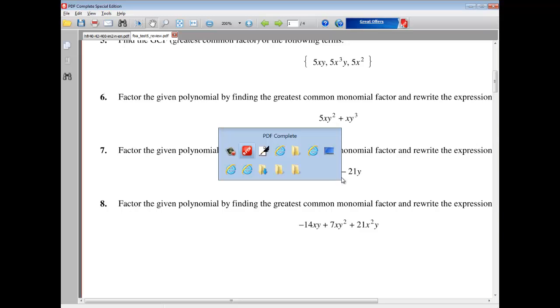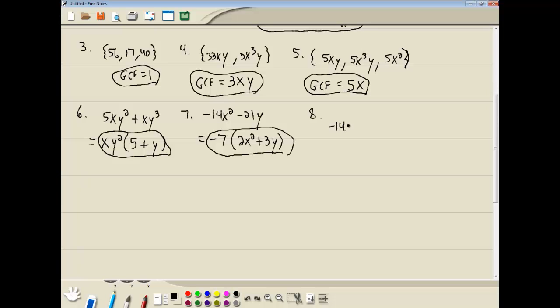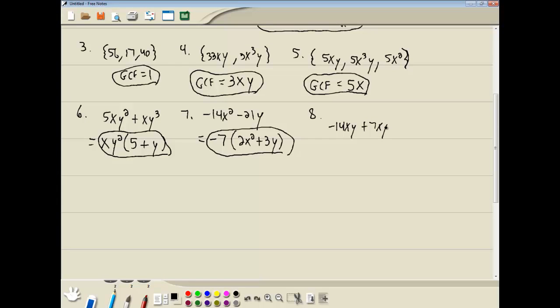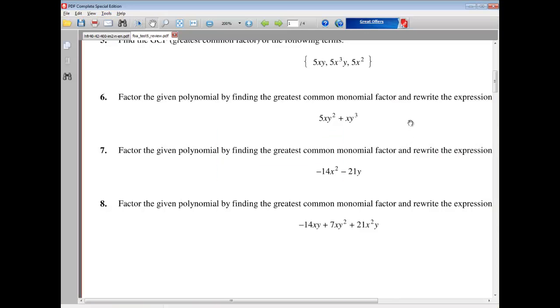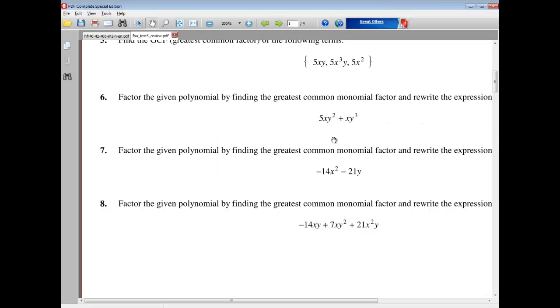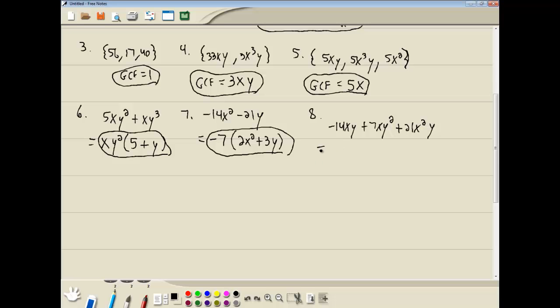Okay, number 8. We got negative 14xy plus 7xy squared plus 21x squared y. And again, we want to factor it. First off, I notice it's not in standard form, but the instructions just want us to do GCF. So the first thing I notice is my first term is negative, so I know a negative is going to come out. 14, 7, and 21, the largest number that divides into all of those is 7. Here we got an x, here we got an x, and here we got an x. So they all have x's.